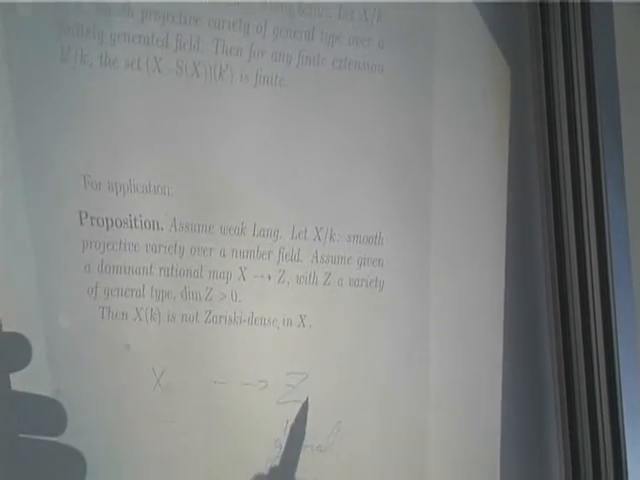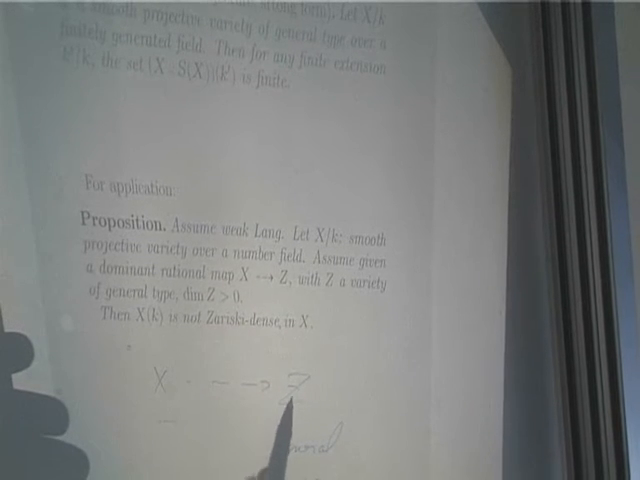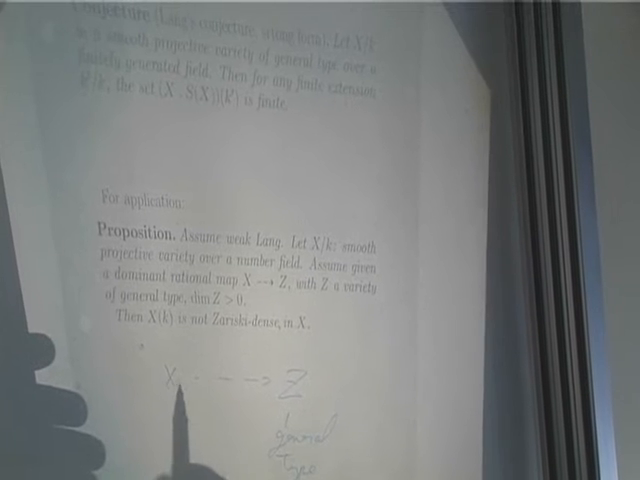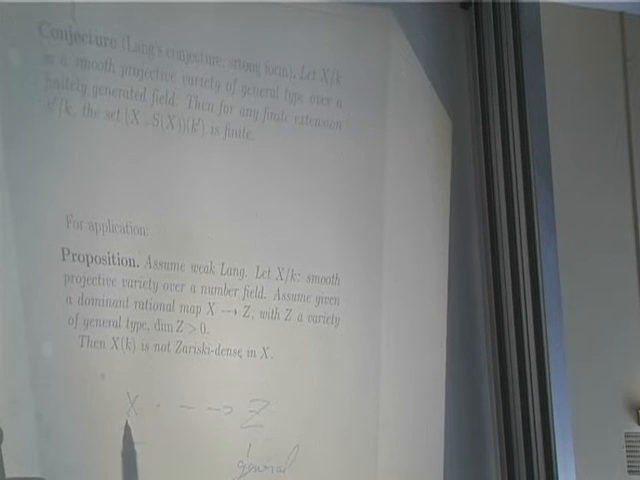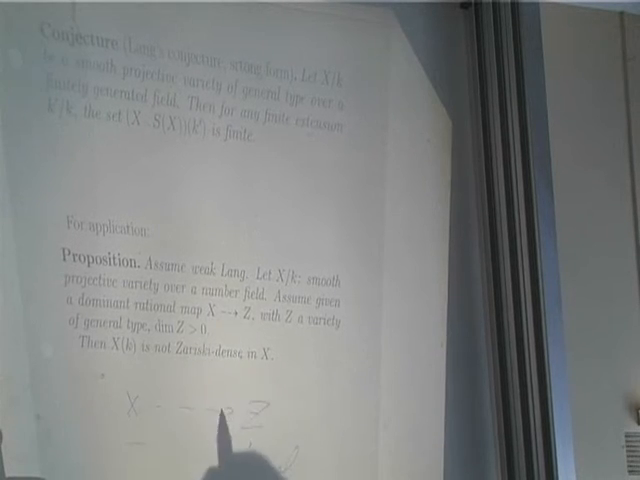Well, Lang says that the rational points here are not dense. But any rational point here will map to a rational point here, at least where the rational map is defined. So let's throw away the closed subset where the rational map is not defined. Then rational points here cannot be dense because this is a dominant rational map.